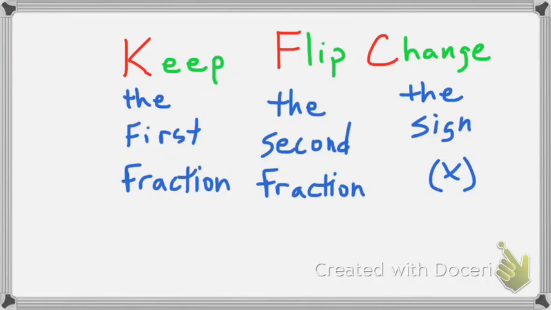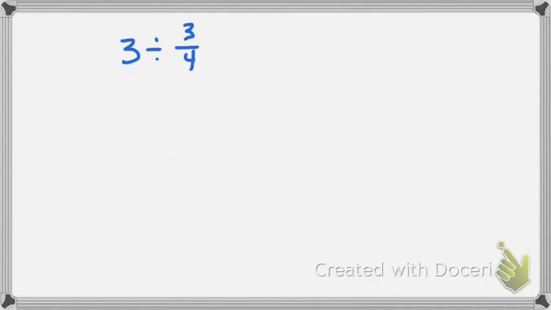No matter what that fraction is, we leave it alone. We flip the second fraction. We turn it to its reciprocal, and we change the sign from division to multiplication. Now, just like multiplication, anytime we have a whole number, we always put that whole number over a 1. So this is going to be 3 over 1 divided by 3/4.